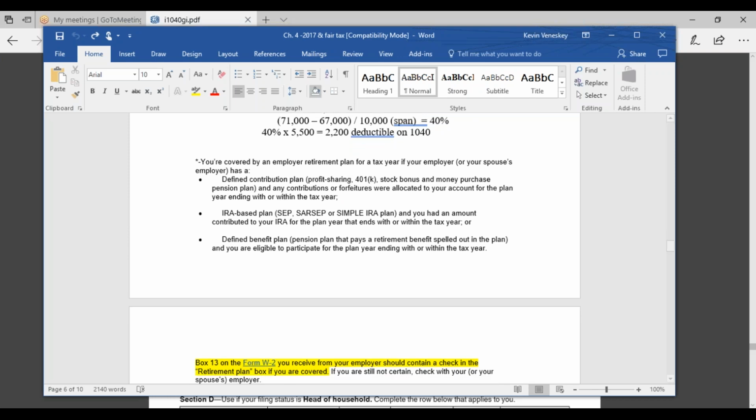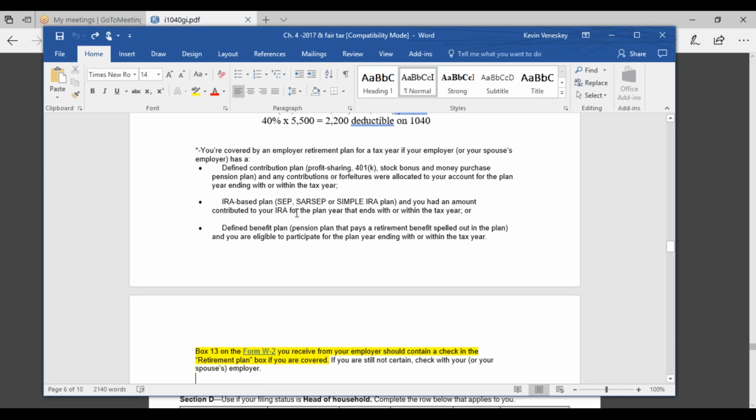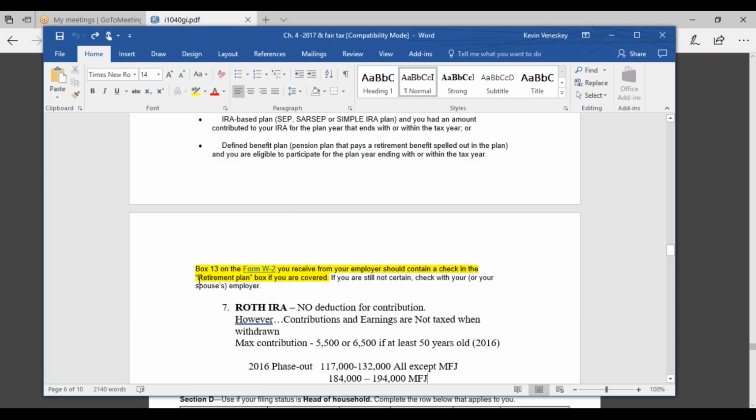I've given you some different examples of what it means if you're covered by a retirement plan or not, and it'll tell you there on the W-2 if you are. A little check mark will be there.